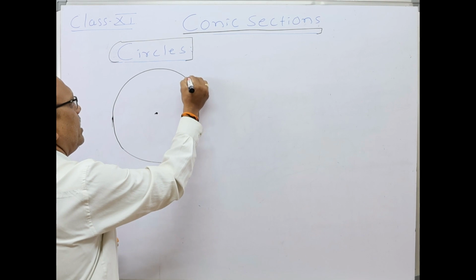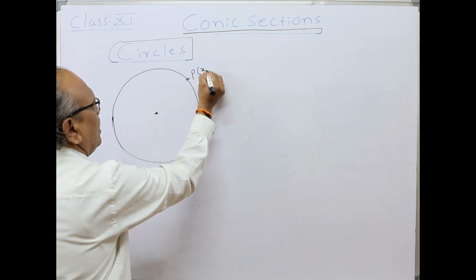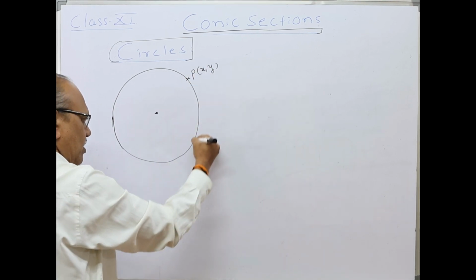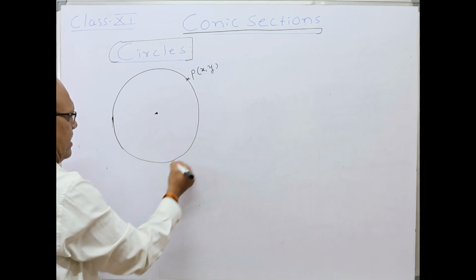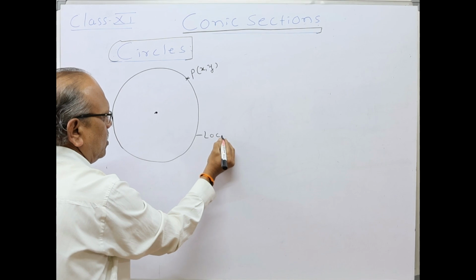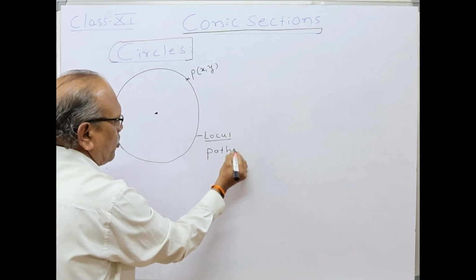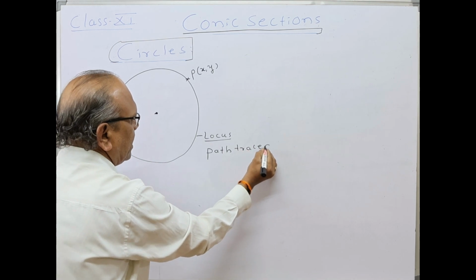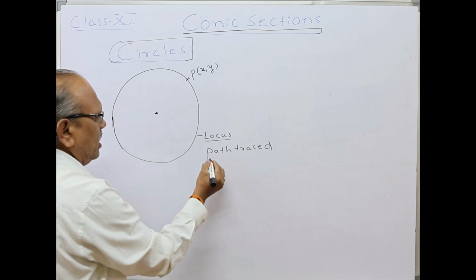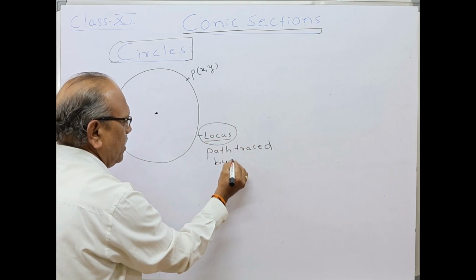In coordinate geometry, we generally consider a moving point. Let P(x, y) be a moving point, and it moves on this particular path. This path traced by the moving point, you studied already in coordinate geometry, is called locus. What do you mean by locus? Locus is nothing but the path traced by the moving point. Generally, in defining any geometrical figure analytically in coordinate geometry, we consider this concept called locus, the path traced by a moving point.